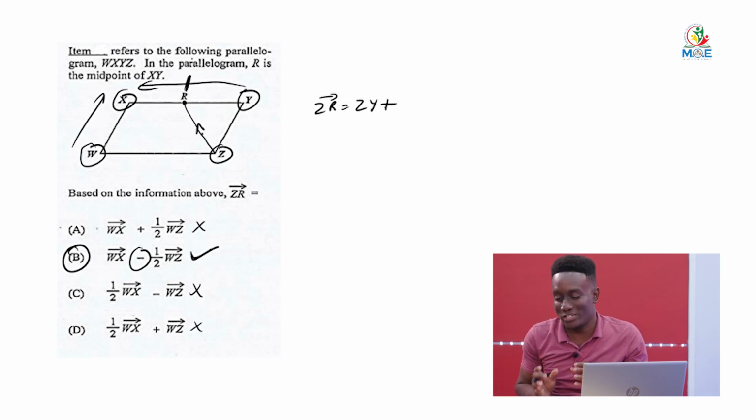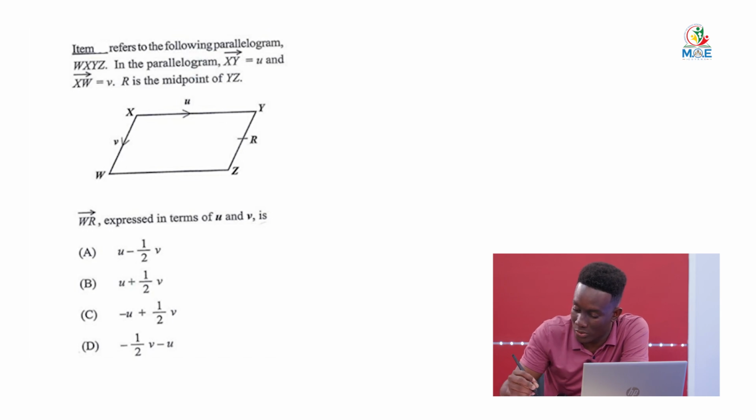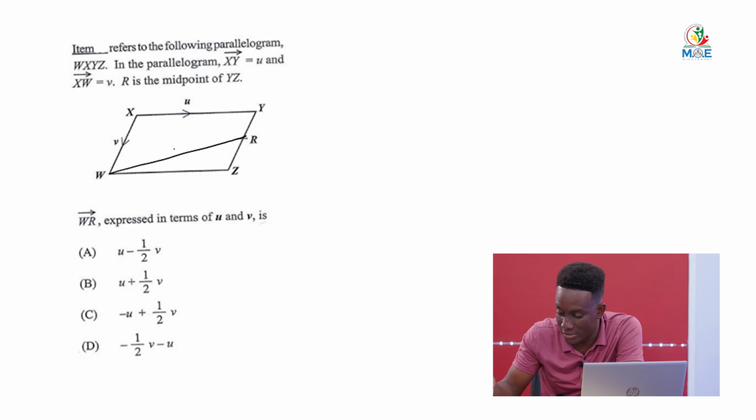So this one is a bit tricky, a bit complicated, but as long as you reason it out, you will get the answer. So the next question says, the item refers to the following parallelogram WXYZ. In the parallelogram, XY is equal to U and XW is equal to V. R is the midpoint of YZ. So WR expressed in terms of U and V is, so they want WR. So WR would be right here.